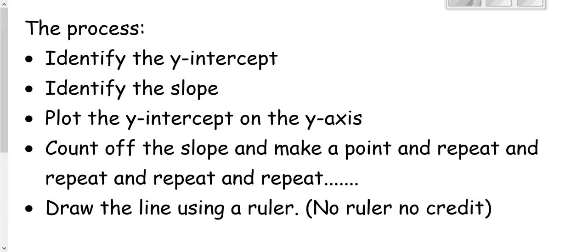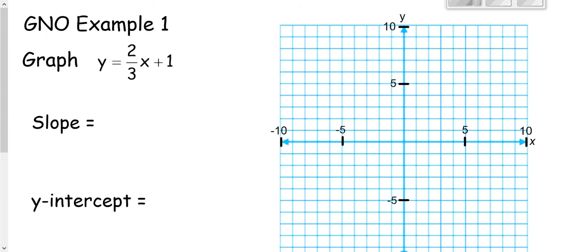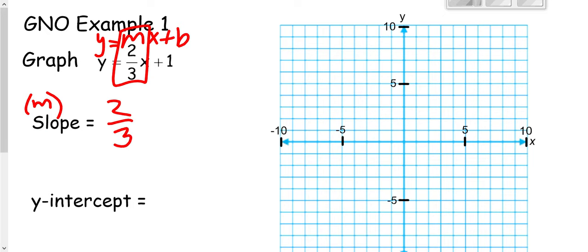So let's start. Here's your process, which you should have written down somewhere. Pause the video if you need to. But we're going to start by identifying the y-intercept and the slope. So in our first example, we're going to write above this equation or below it, y equals mx plus b. Remember that slope is m. So which one of these values is your slope? The 2/3. So 2/3 is our slope. And which one of these values is the y-intercept? Well, b is the y-intercept, which means the +1 is going to be our y-intercept.